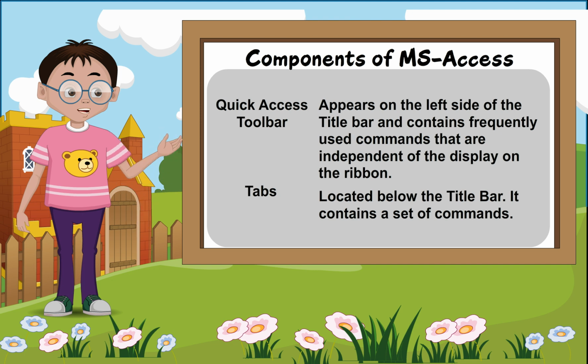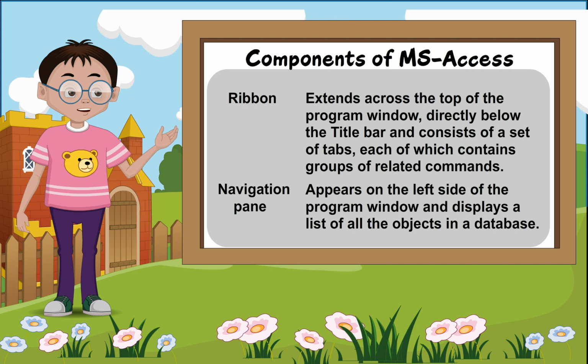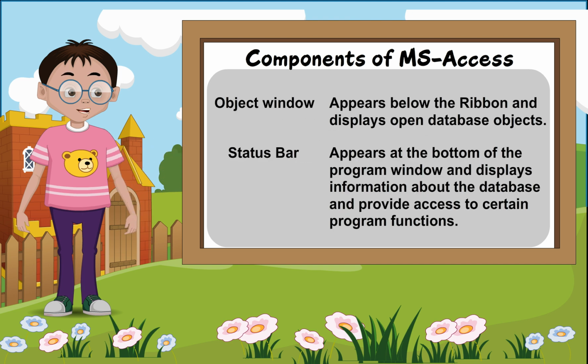Tabs are located below the title bar. Each contains a set of commands. The ribbon extends across the top of the program window directly below the title bar and consists of a set of tabs, each of which contains a group of related commands. The navigation panel appears on the left side of the program window and displays a list of all objects in a database. The object window appears below the ribbon and displays open database objects.